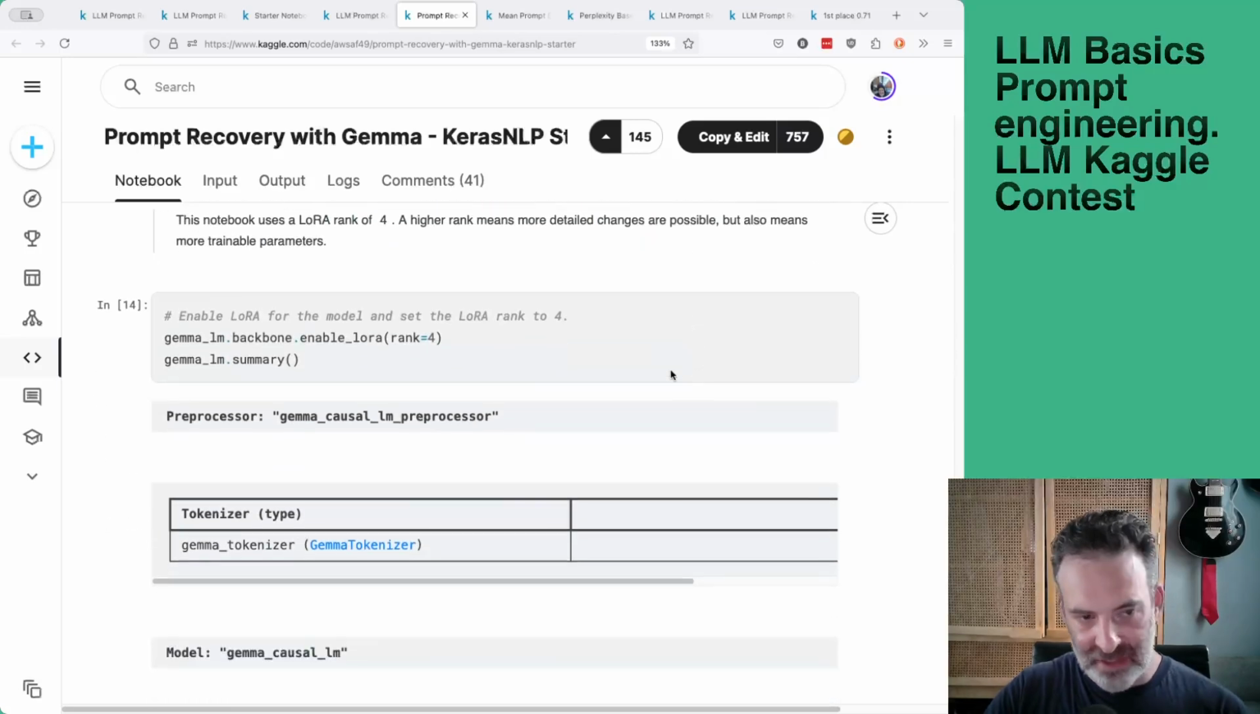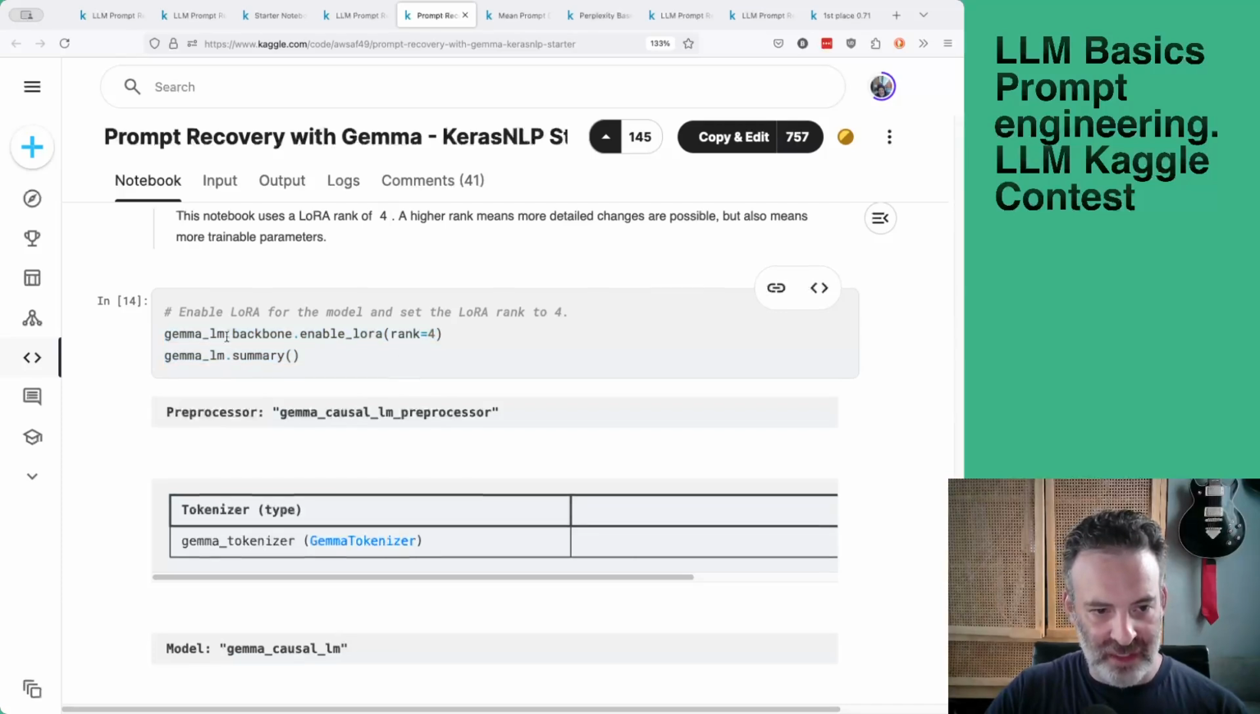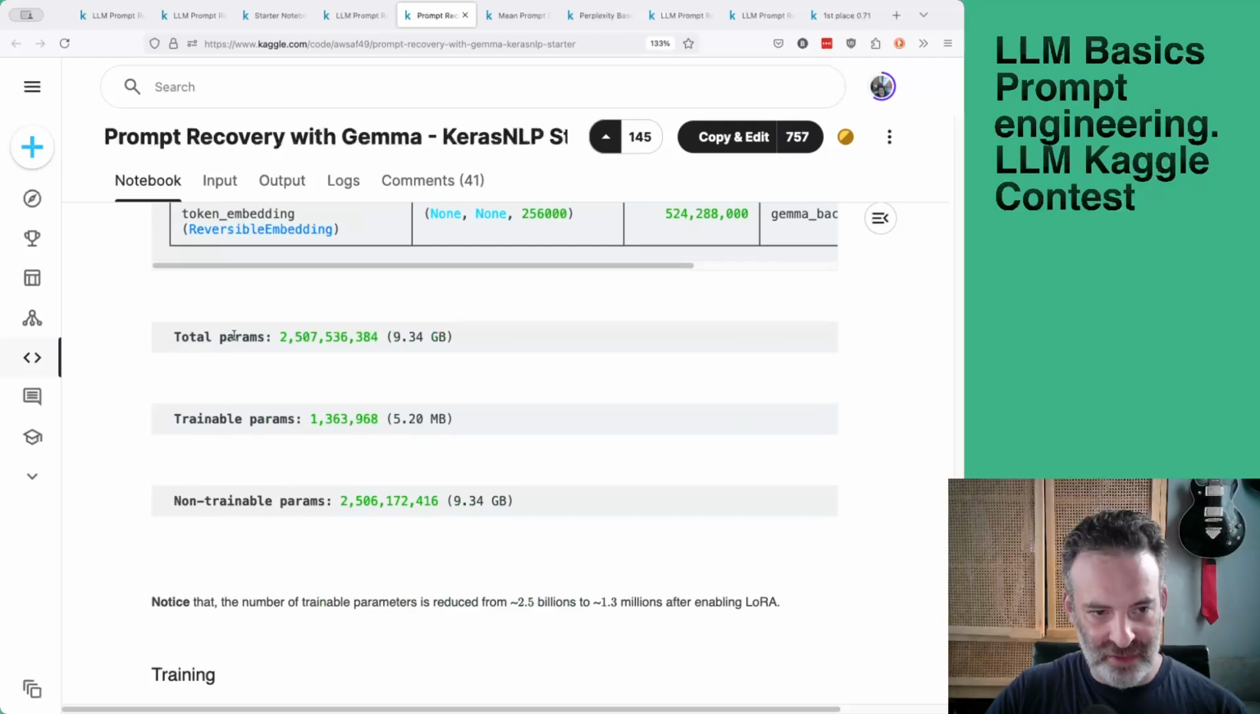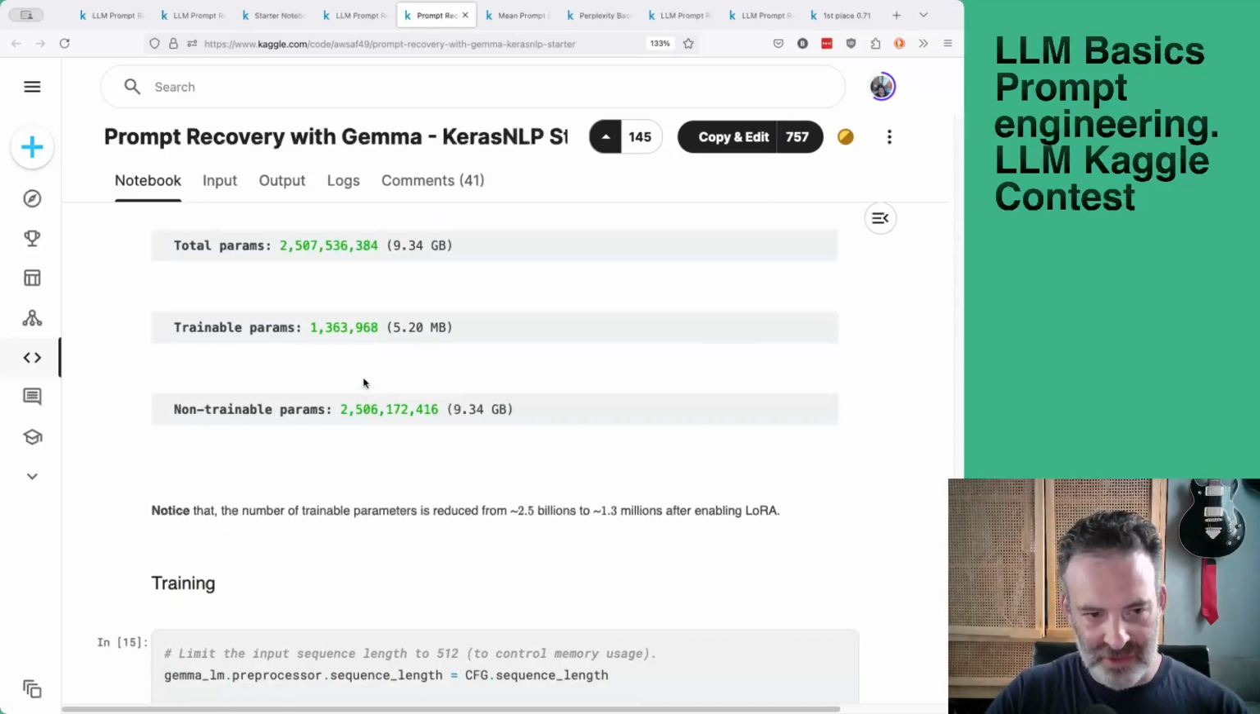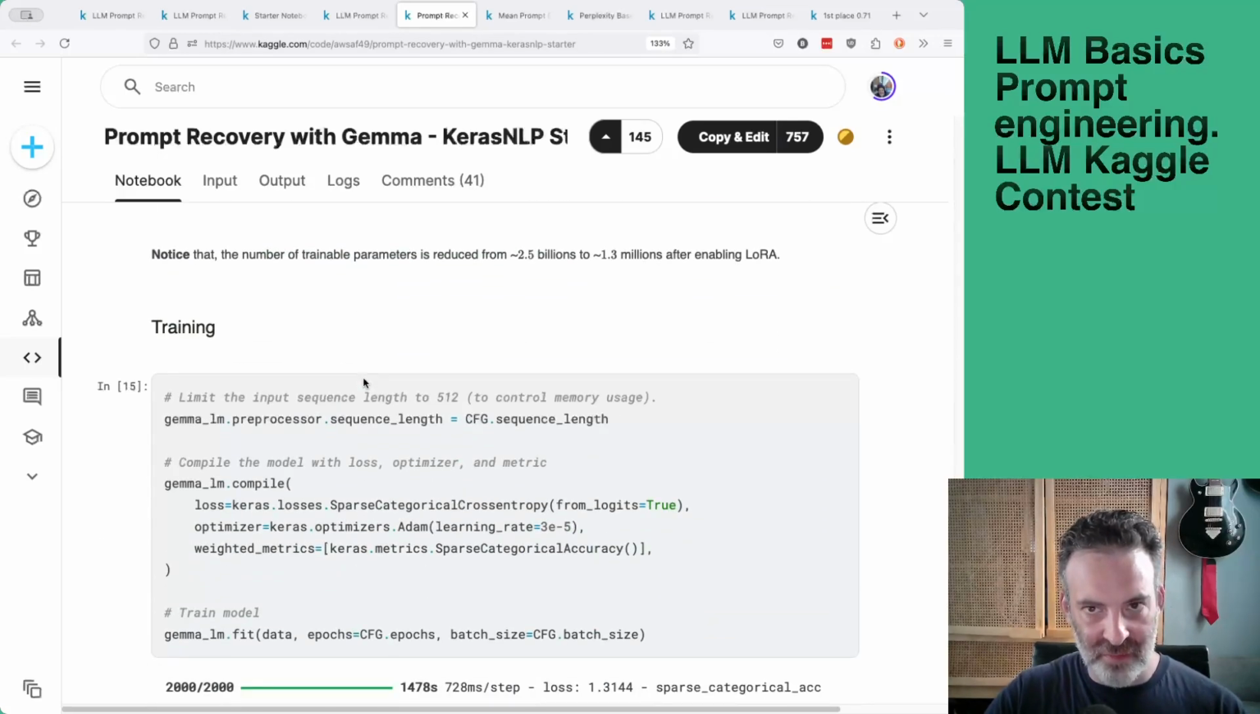And it's all baked in now. So you enable LoRA with rank 4, and then you get, as it shows here, the trainable parameters versus the total params. We're down from billions, 2 trillion, to 1.3 million. So it vastly reduces the parameters, and you're still going to get the vast majority of the accuracy.